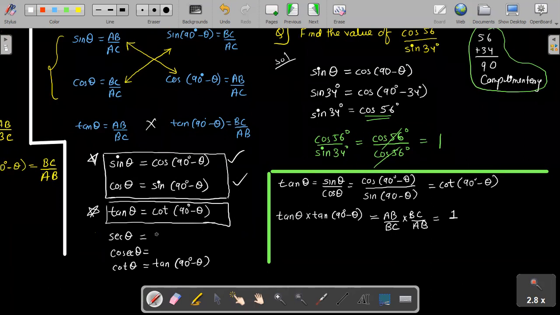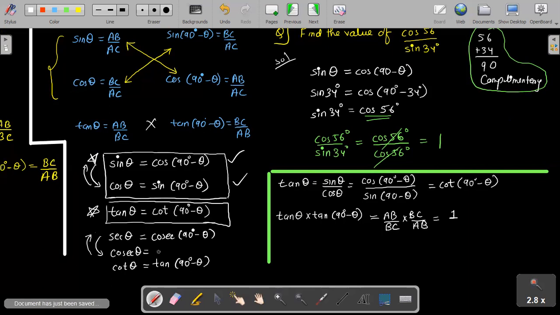Sec is just opposite of cos theta, but we cannot write sec as cos 90 minus theta. What we are going to write is that these two things are linked to each other. Like these two are linked, correct? For sin we wrote cos 90 minus theta, and for cos we wrote sin 90 minus theta. Similarly, sec becomes cosec 90 minus theta and cosec becomes sec 90 minus theta. So this is important to remember.